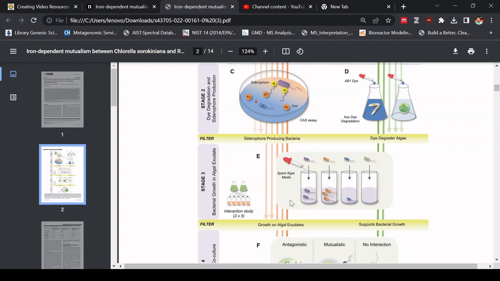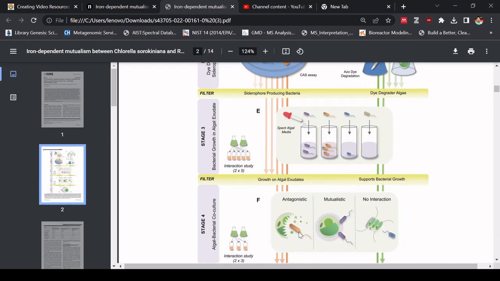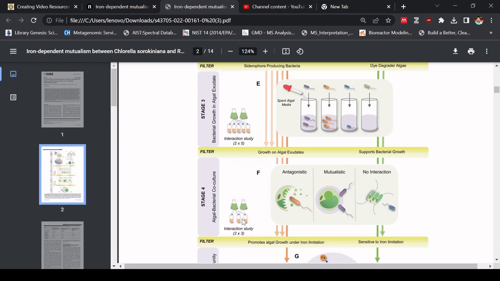So out of five bacteria, those which were not growing in the exudates of microalgae were again ruled out. So two were ruled out and three bacteria were continued for the further designs. Then this was the time to first see whether bacteria and algae, which were unknown to each other because they were collected from two different environments, can survive in each other's presence. So here I was expecting three different kinds of interaction.